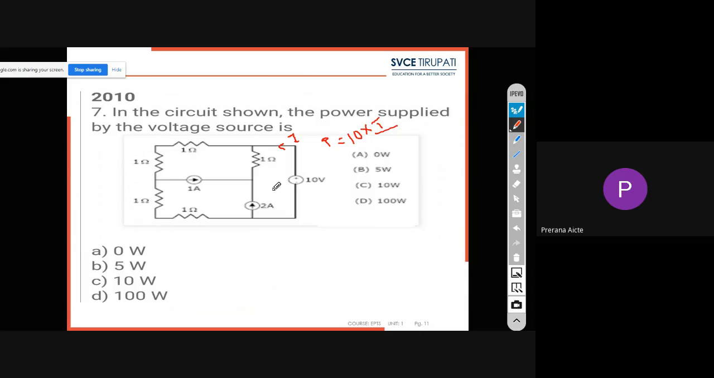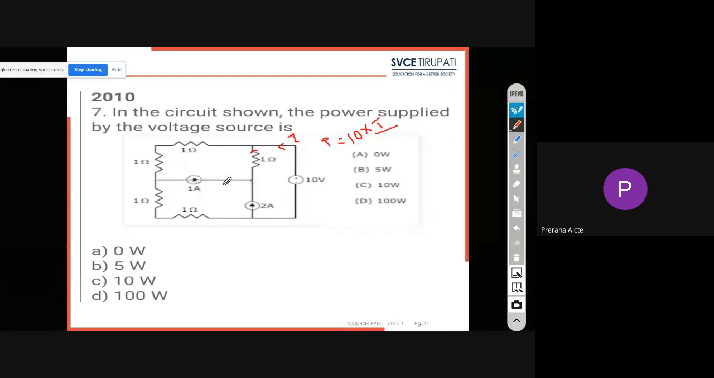To calculate the I value, let us assume... Here in this node, 1 amp is entering and 2 amp is entering. What is the leaving current here? Apply KCL at this node. 1 amp is entering, 2 amp is entering. What is the leaving current? 3 amps, obviously. Is it okay?